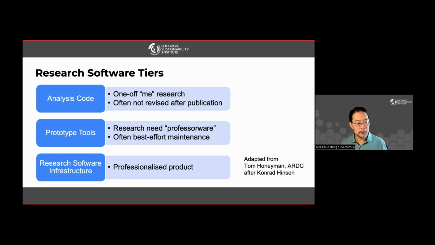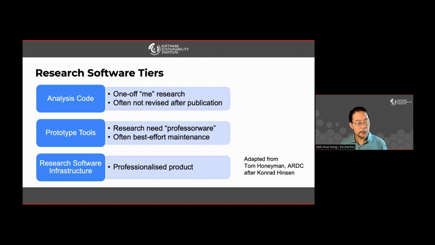And then finally, you have research software infrastructure. This third level is the thing that a lot of us aspire to, where we are applying engineering techniques to create a professional product that does have support, maintenance, a roadmap of how functionality will be developed, and is something that the whole of the community can use as a platform to build other things on.